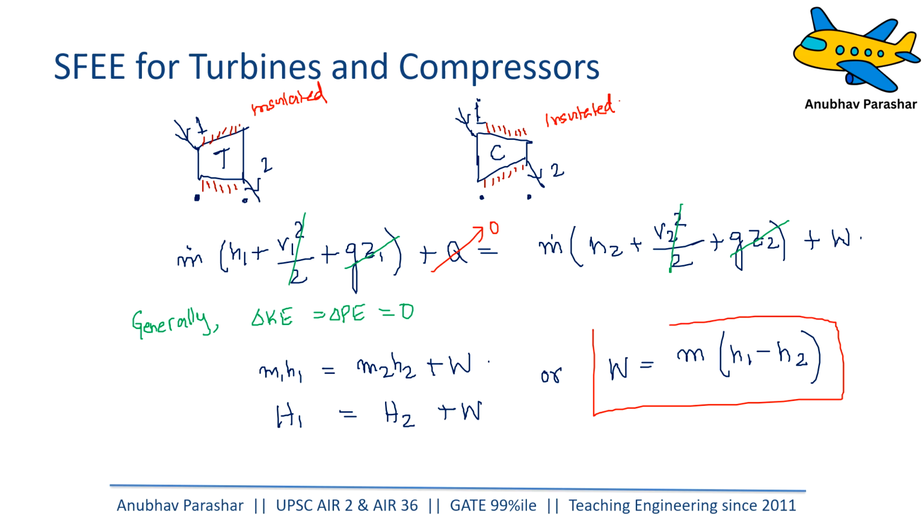The only difference is that in compressors, H2 will be greater than H1, so work done will come out to be negative. In turbines, H2 will be smaller than H1 and work done will come out to be positive. And that's it. So it's quite simple.